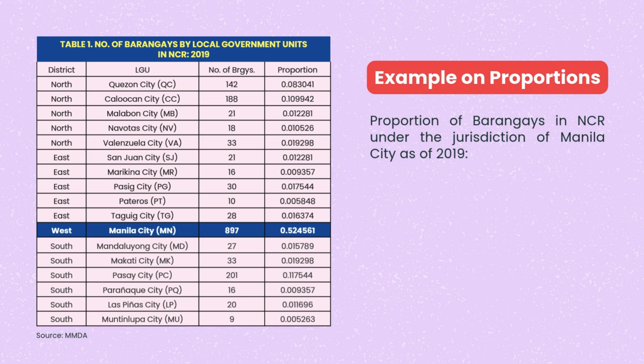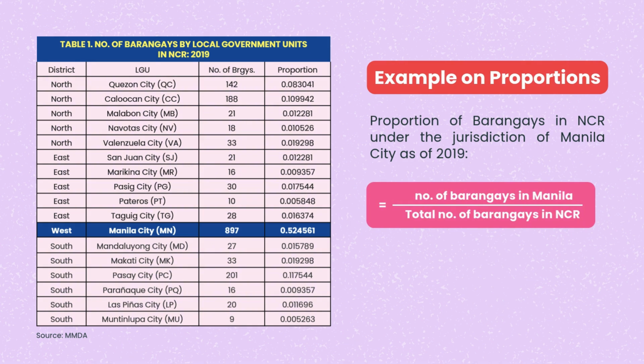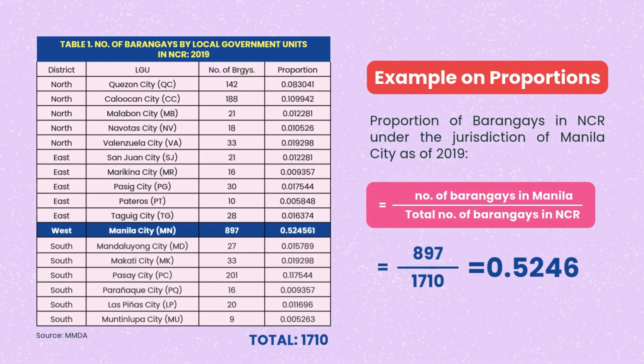And to get that, we have to get the number of barangays in Manila City and divide it by the total number of barangays in NCR. If we sum up the total number of elements, we have 1,710 barangays in NCR. So, our proportion would be 897 divided by 1,710, which is equal to 0.5246. Or, we can say that the proportion of barangays in NCR under the jurisdiction of Manila City as of 2019 is 0.5246. Please note that we don't have an interpretation yet.